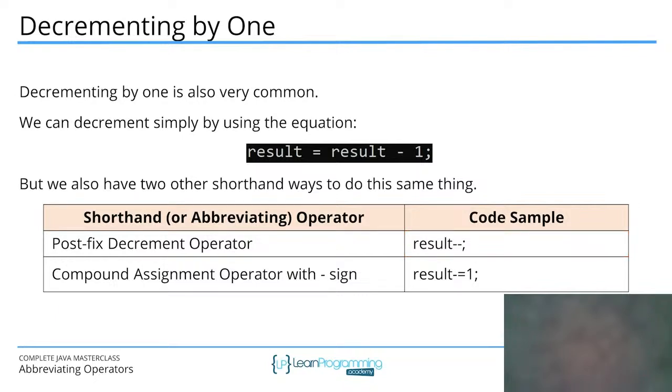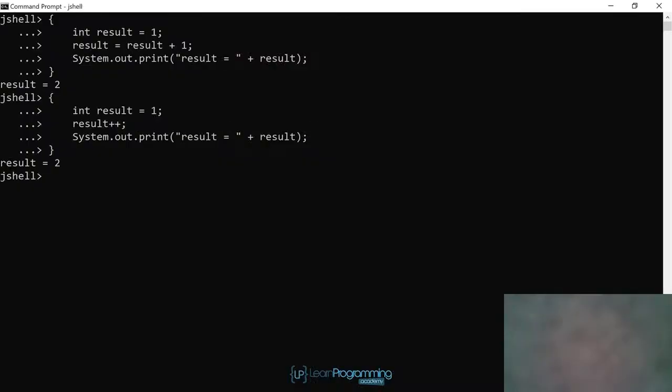This is a standalone statement and does not require an assignment. The compound assignment operator is represented by -= 1 after the variable name. This is also a standalone statement but does include the assignment. Let's use the postfix decrement operator. To use it, I will again use the up arrow key to retrieve our last set of statements, and I'll change the ++ symbols after result to -- on the second statement and hit enter.